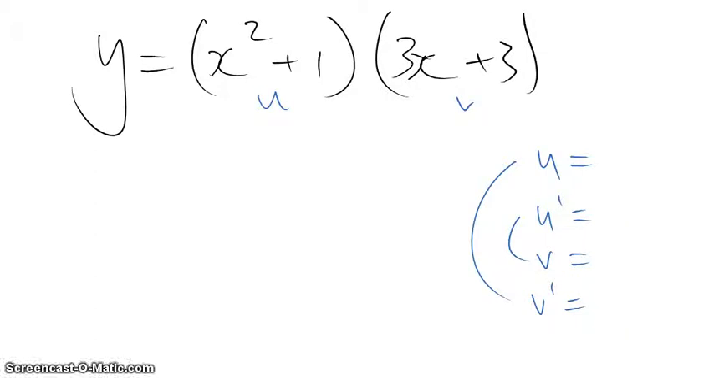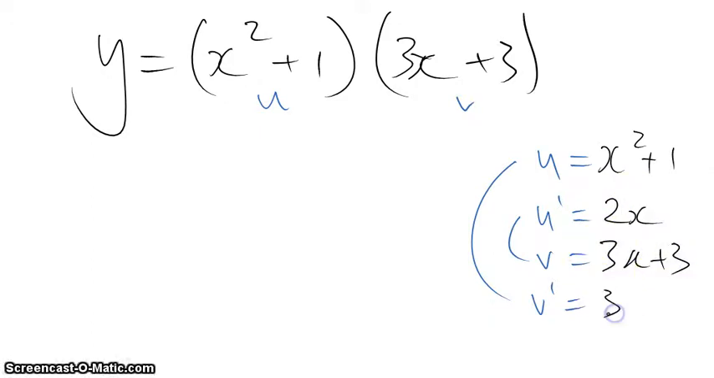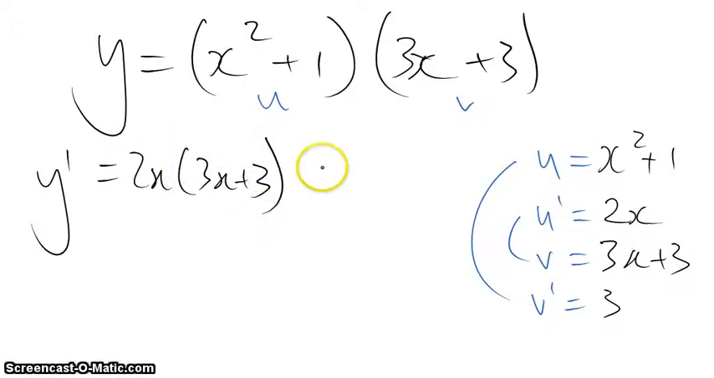So let's fill in this side. We'll call that U, and that's the derivative of it. This is V, and there's the derivative of it. So when we do Y dash, you'll remember that it is U dash V plus U V dash. May as well put the V dash first just for neatness.